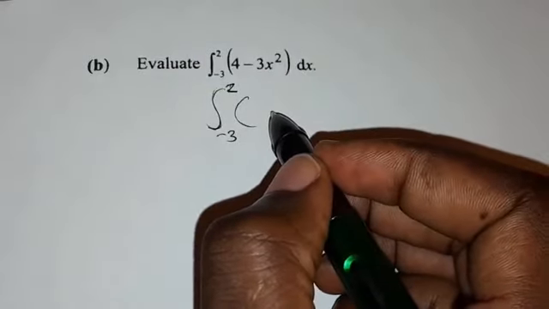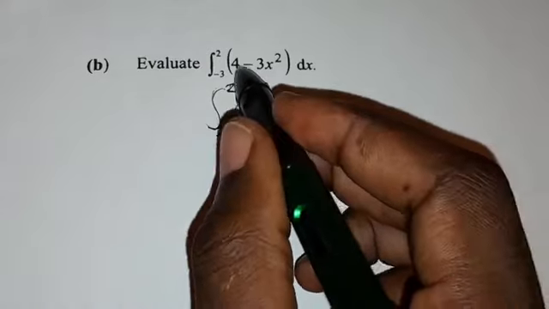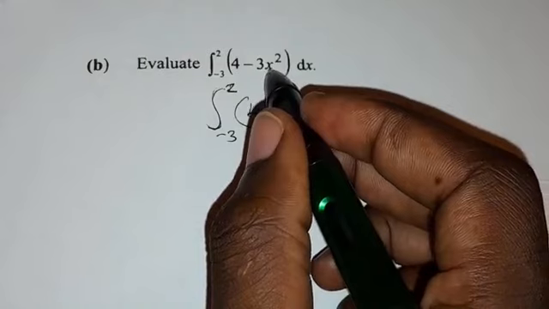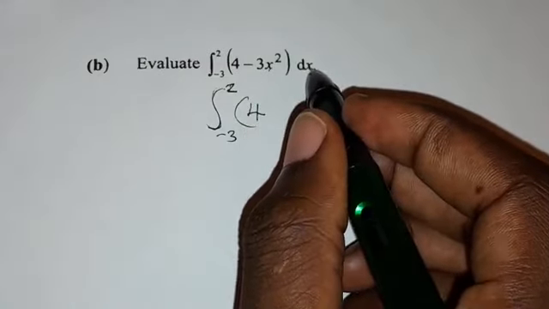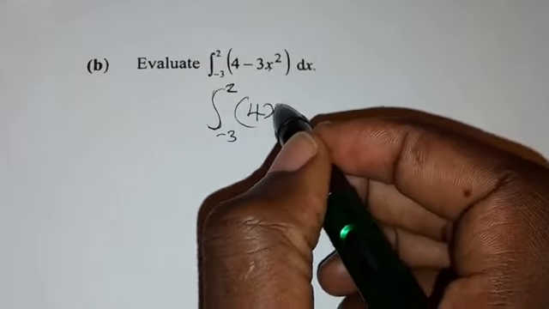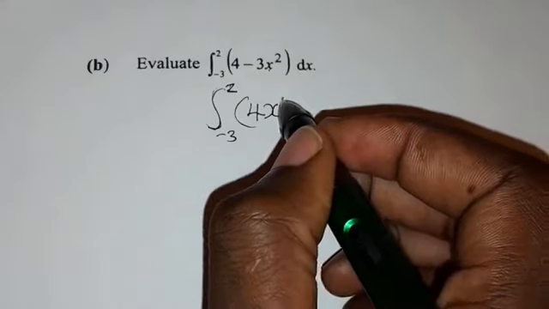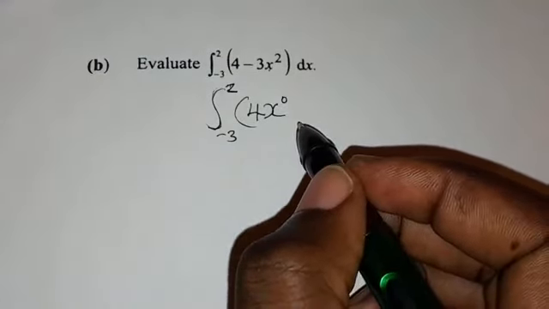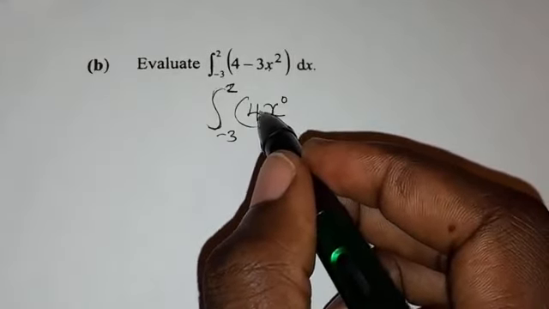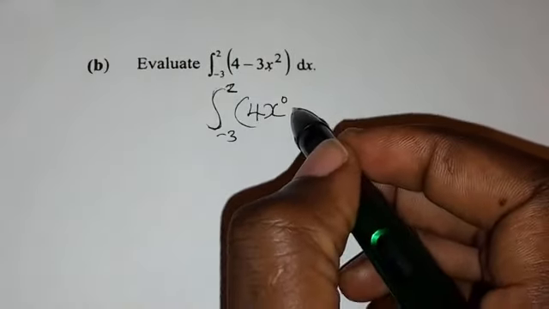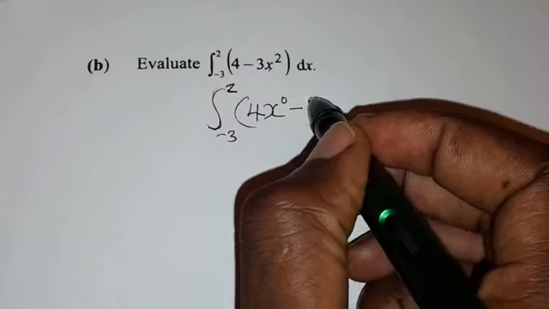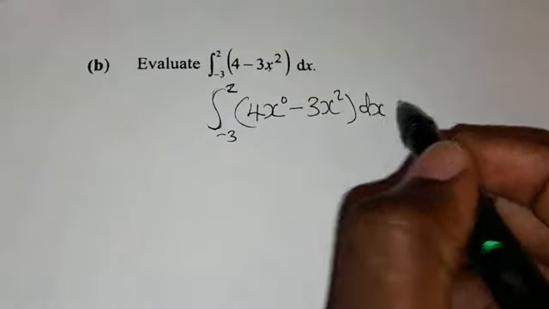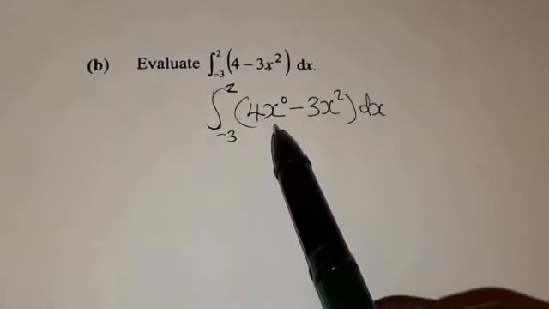Because we are integrating with respect to x, we're going to give it x as well, but to the power 0. Remember, any number to the power 0 is 1. 1 times 4 comes back to 4. Then minus 3x squared, then dx. This and this are just the same.